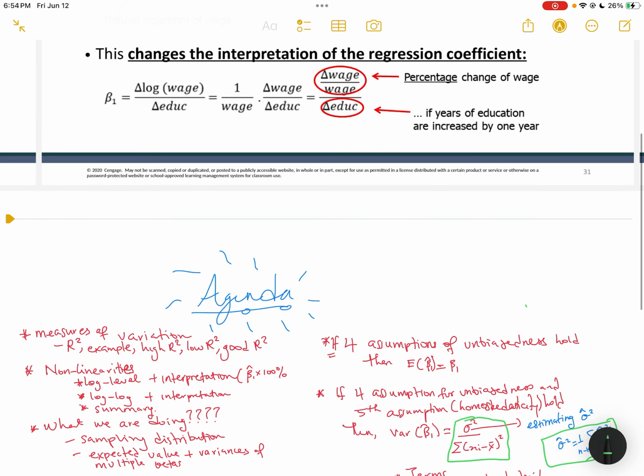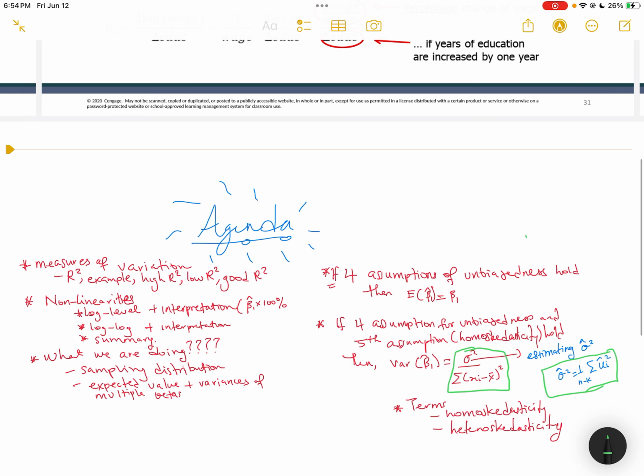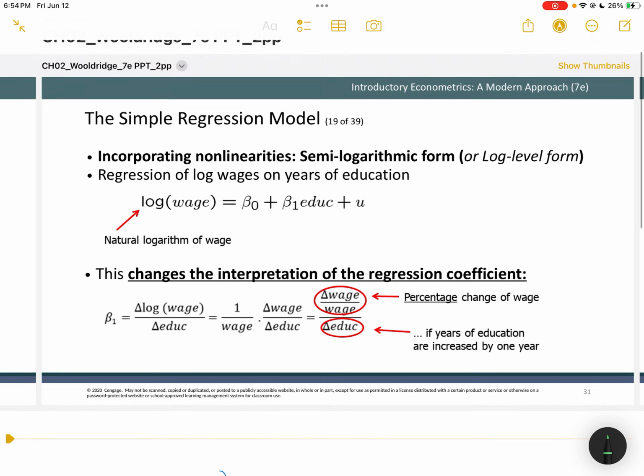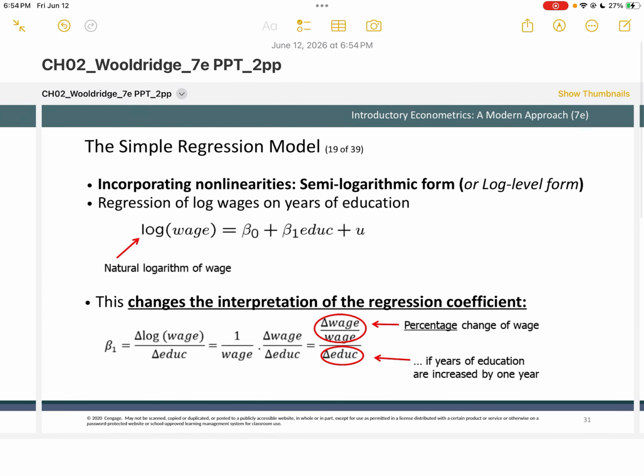Okay, let's go back to the agenda. Where am I? I just finished measures of variation, and I am currently working on nonlinearities. Now, Spencer did ask a question about this last time, so here you go, Spencer.